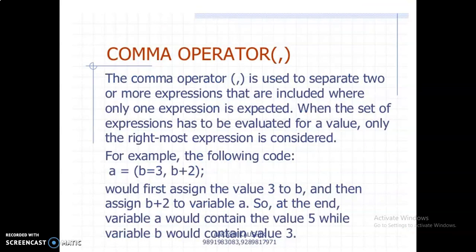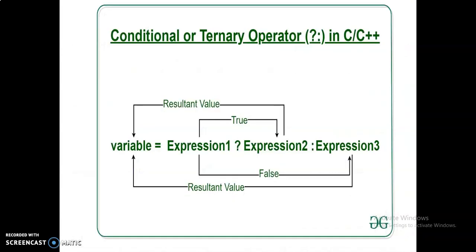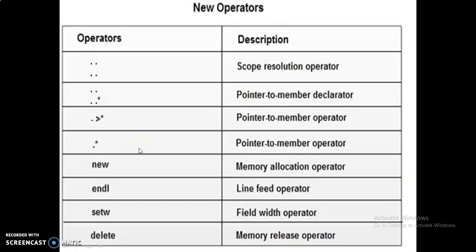And then the comma operator, this is the separator operator, and then the conditional or ternary operator. The conditional or ternary operator works like an if else statement. If expression 1 is true, it will execute expression 2, otherwise it will go to expression 3. The final result is stored in the variable.